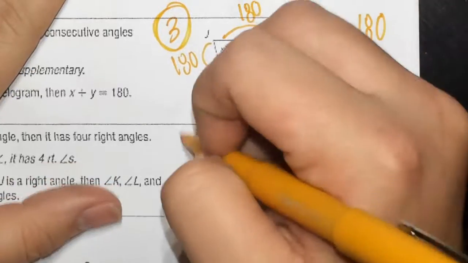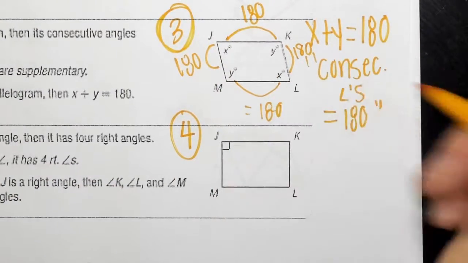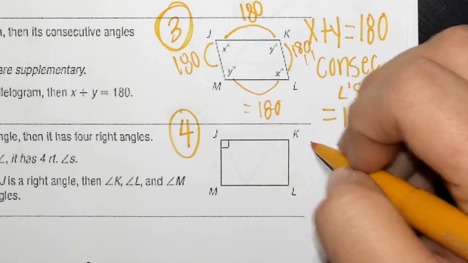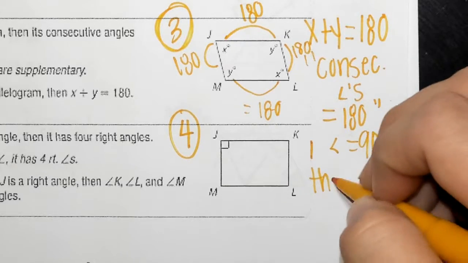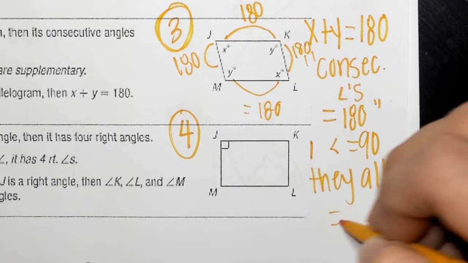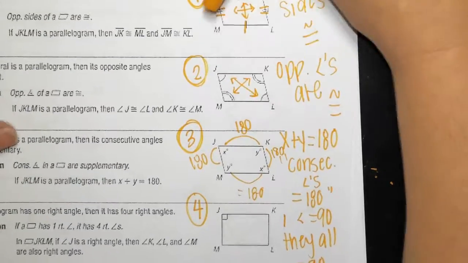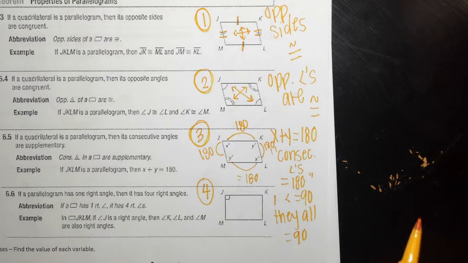Okay, last property. If one angle is 90 degrees, then they're all 90 degrees. So if one angle equals 90, they all equal 90. Those are our 4 properties. Okay, so let's put it to use.